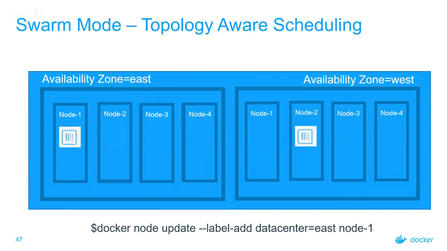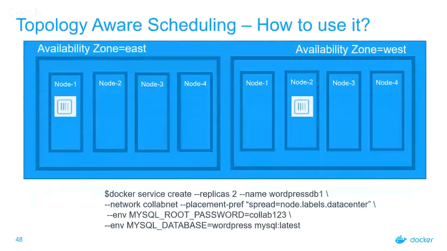This is how you use this feature: you label the node in the form of a key value pair. So datacenter=east is a key value pair. And then you tie your service to this particular placement preference: docker service create --replicas 2, the name of the service, under the overlay network called collabnet, and the placement preference is spread=node.labels.datacenter.